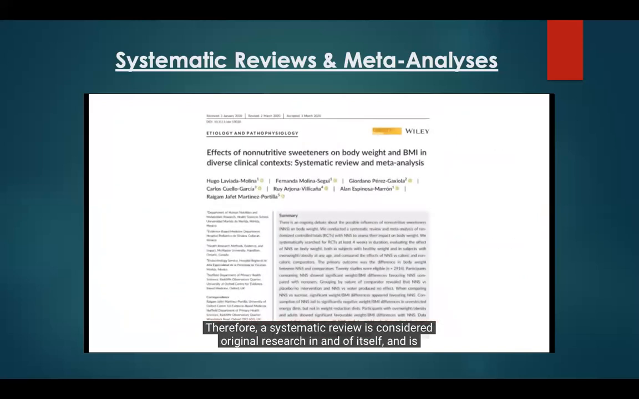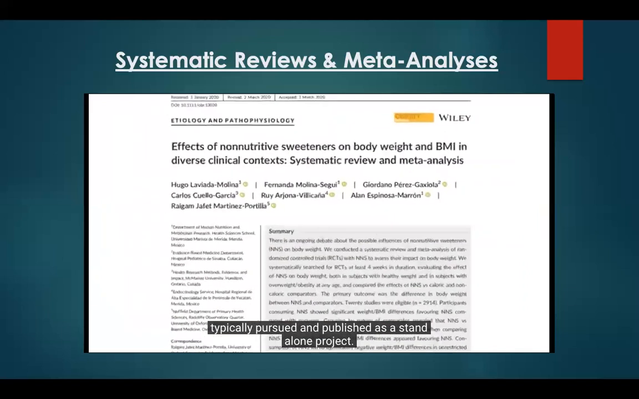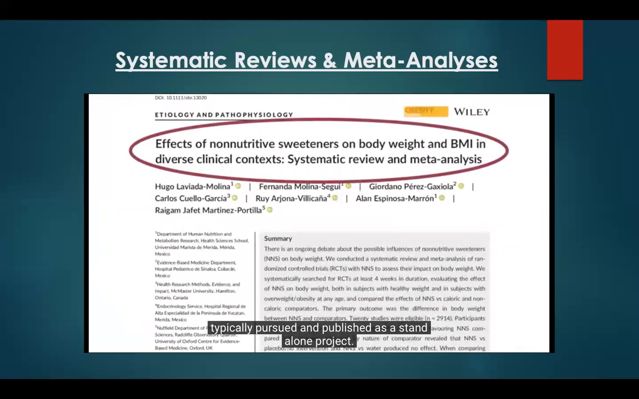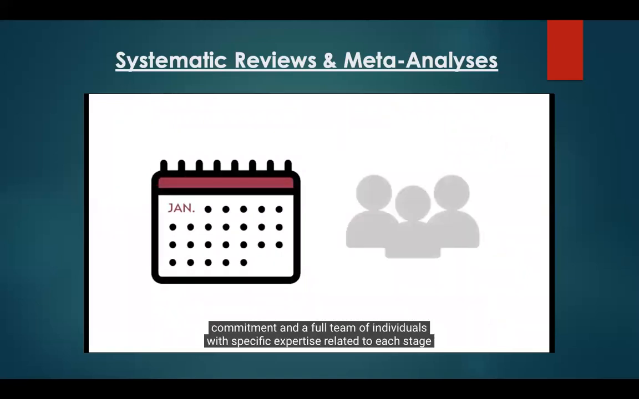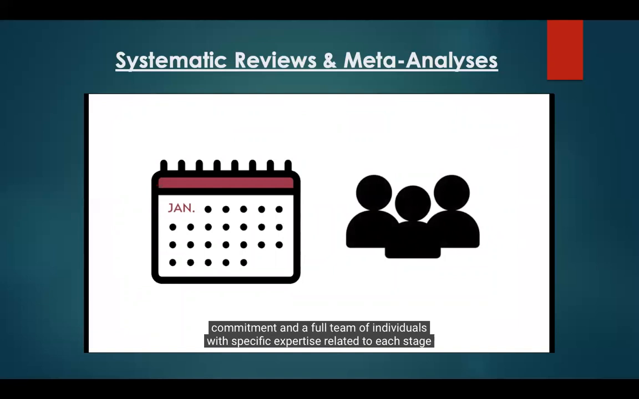Therefore, a systematic review is considered original research in and of itself, and is typically pursued and published as a standalone project. As you may have guessed, the systematic review is resource intensive, requiring a large time commitment and a full team of individuals with specific expertise related to each stage of the review. Generally speaking, you should plan to spend at least 1 year working with at least 2 other individuals if you choose to pursue your own systematic review. We'll discuss these requirements in more detail throughout this series.